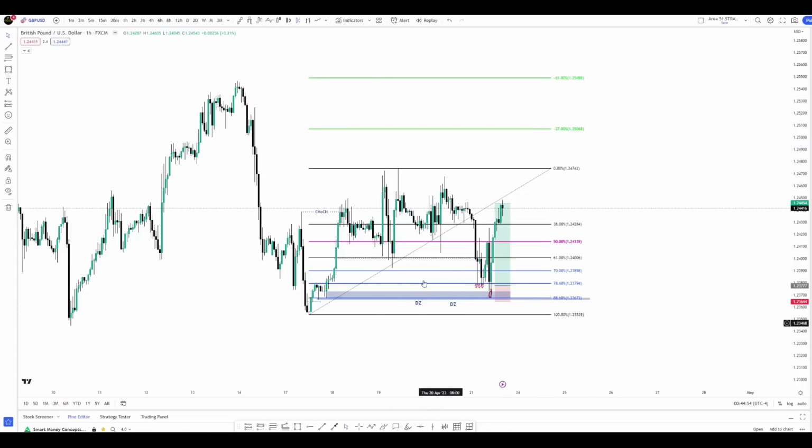So when you look at here, I don't trade anything above the 50%. I don't take any trades above the 50%. And the reason why is because you can already see there's a lot of manipulation going on here.